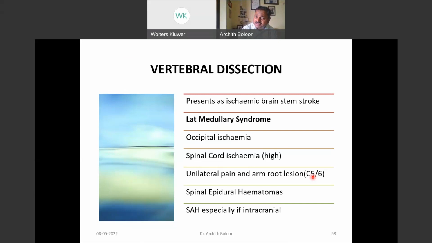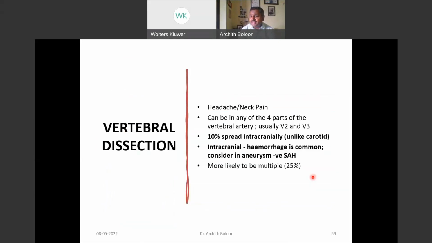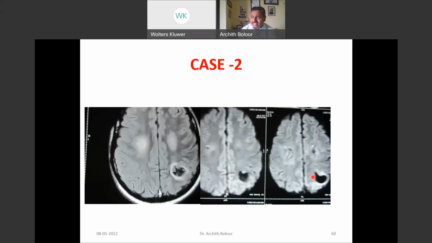So dissections can occur in both systems, and you have to have a high clinical suspicion, and you will have to be very much careful in giving the prognosis because the chances of recurrence are high, and once it recurs, we may not be able to do much.